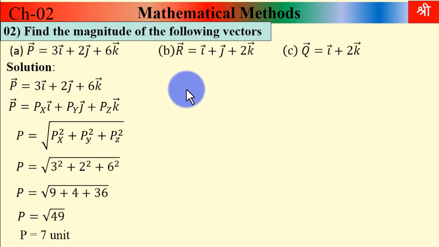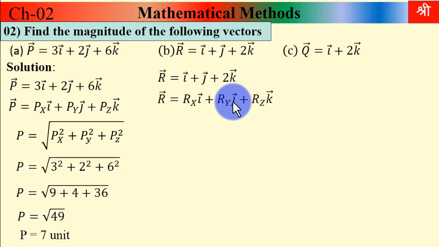Similarly, find the magnitude of the second vector. The given vector is i plus j plus 2k. The vector in terms of rectangular components can be written like this. Now compare these two equations. Rx equal to 1, the coefficient of vector i, Ry equal to 1 and Rz equal to 2.